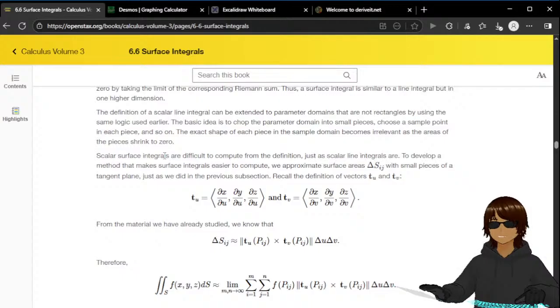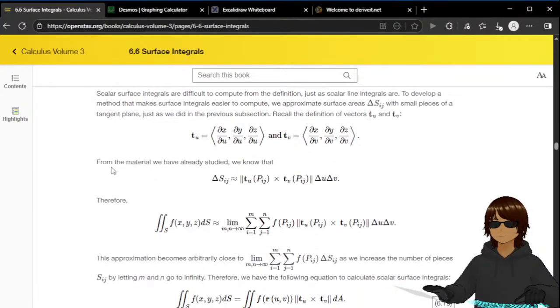Scalar surface integrals are difficult to compute from the definition, just as scalar line integrals are. To develop a method that makes surface integrals easier to compute, we approximate surface area Sij with small pieces of the tangent plane, just as we did in the previous subsection. We call the definition of vectors Tu and Tv. So Tu is this and Tv is this. From the material we have already studied, we know that Sij is approximately this.